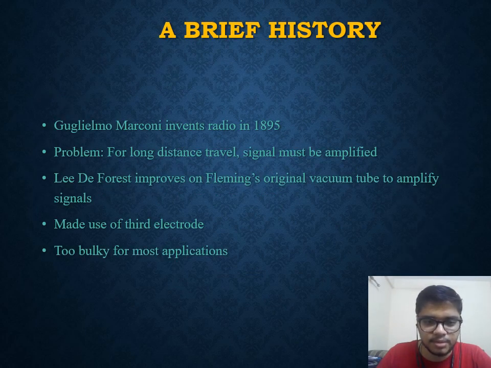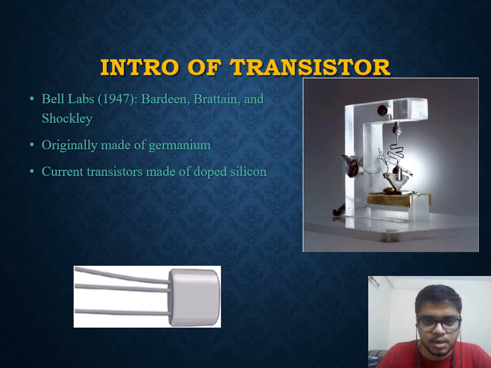A brief history of transistors. Radio was invented by Guglielmo Marconi in 1895, and it was too bulky for most applications. Introduction of transistors: they were originally made of germanium, and currently transistors are made of doped silicon.